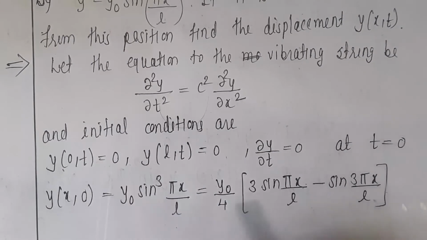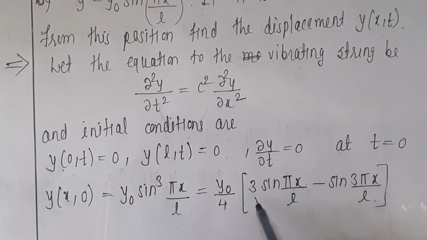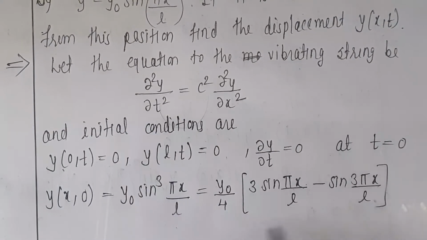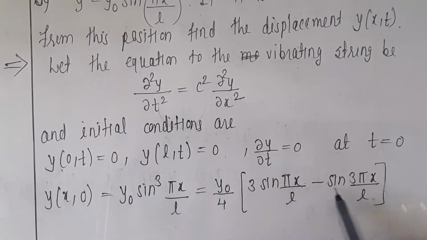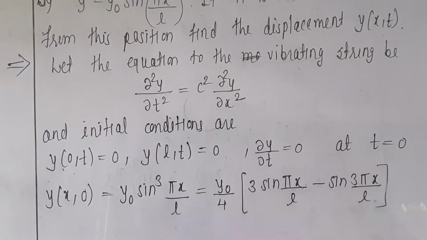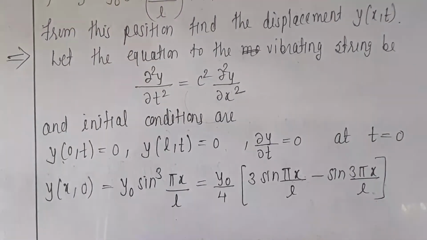Now what is the formula for sine cube theta? It is 3 sine theta minus sine 3 theta, divided by 4. So this is 3 sine theta minus sine 3 theta divided by 4. This we use in the last condition.